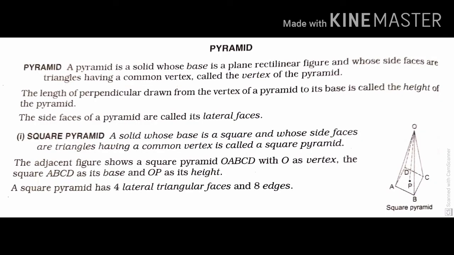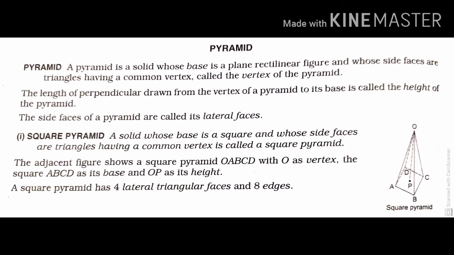Next is a pyramid. A pyramid is a solid whose base is a plain rectilinear figure and all of whose side faces are triangles having a common vertex called the vertex of the pyramid. So what is a rectilinear figure? A figure which is made up of straight lines. The length of the perpendicular drawn from the vertex of the pyramid to its base is called the height of the pyramid. The side faces of a pyramid are also called its lateral faces.